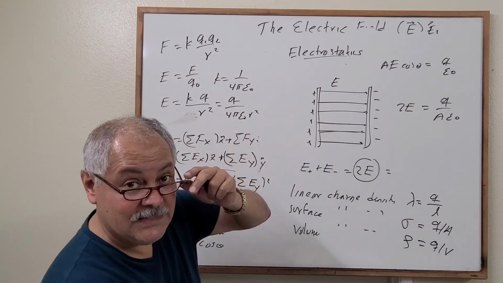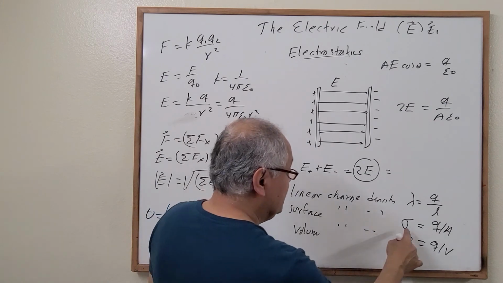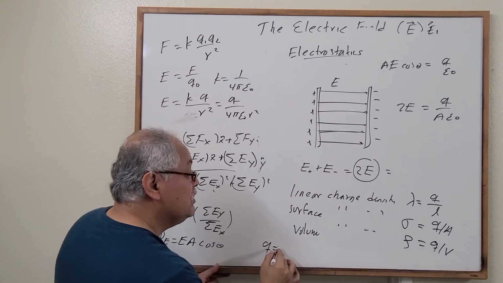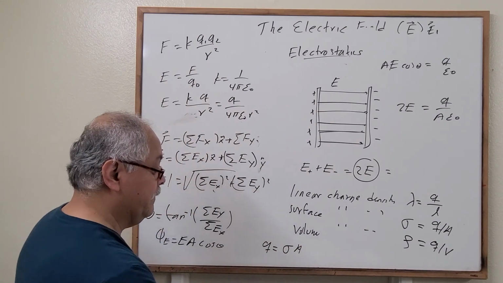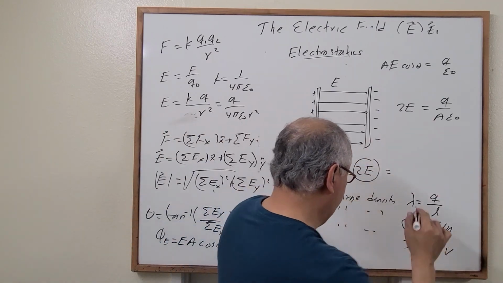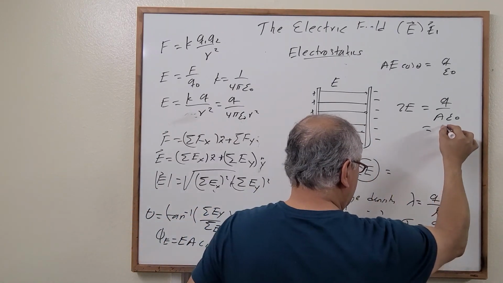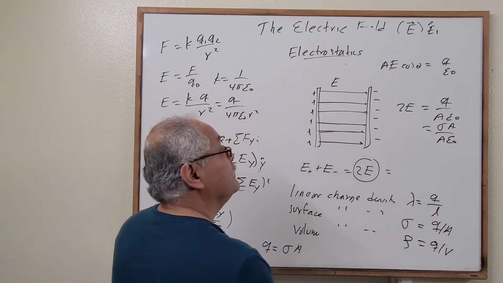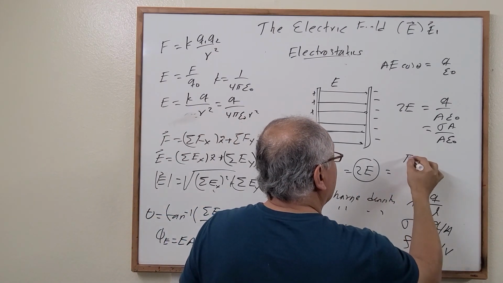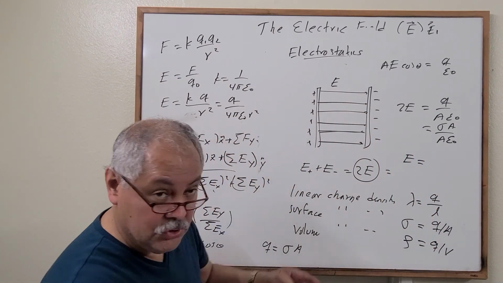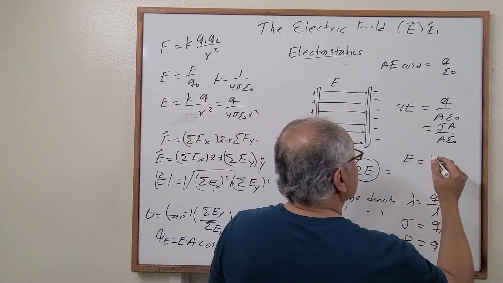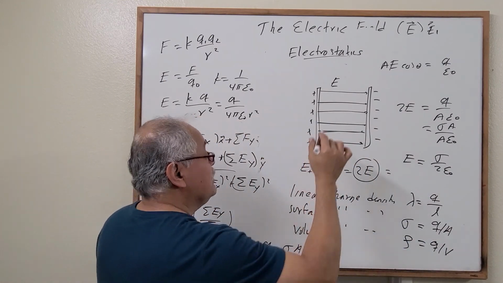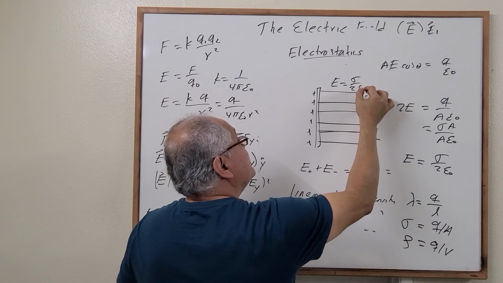Right here we're dealing with plates, so we use sigma. In this case, what should the charge be? The charge is equal to sigma times the area. Let's place this value right here. And what do we have? The charge, which is sigma times the area, divided by area times epsilon naught. So the area cancels. The electric field inside of these two plates is equal to sigma over 2 epsilon naught.